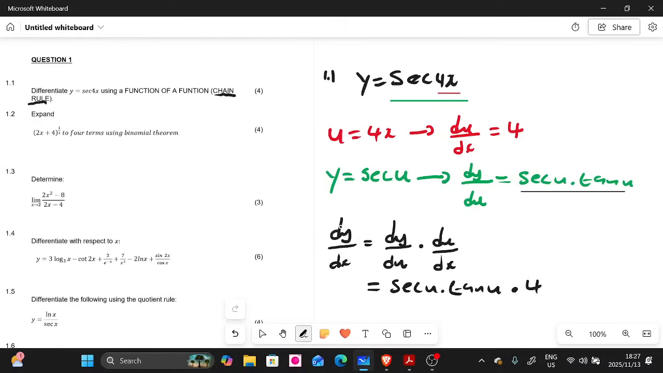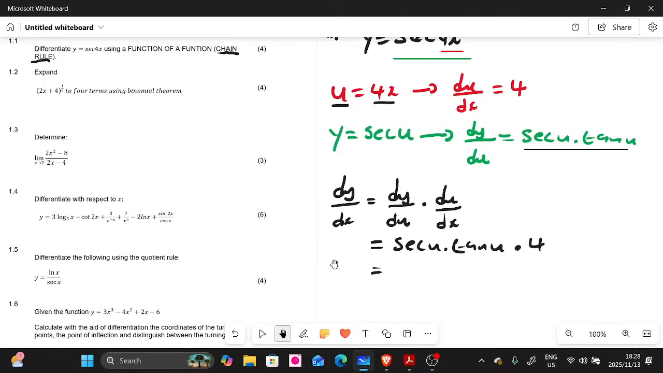When it's like this, you're not finished, people. You have to resubstitute u again. Remember, u is equaling 4x. So your final answer here is going to be 4 sec 4x multiplied by tan 4x. There we go. That is your final answer. So this was out of 4 marks from the question.